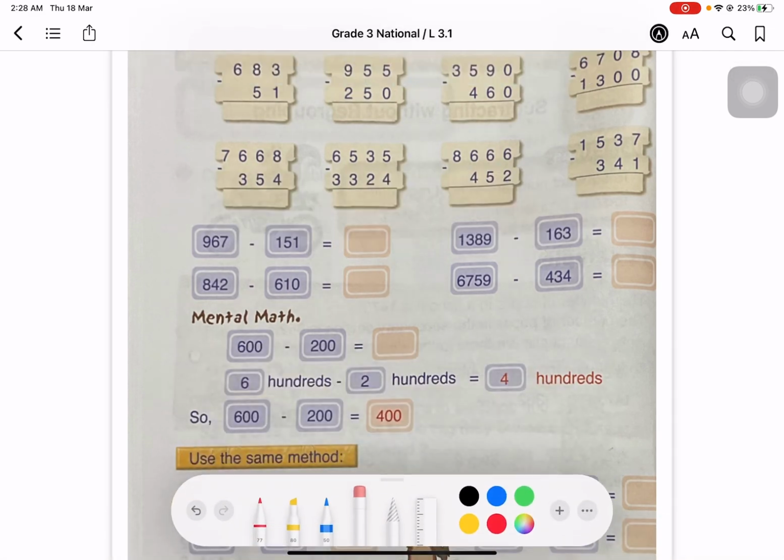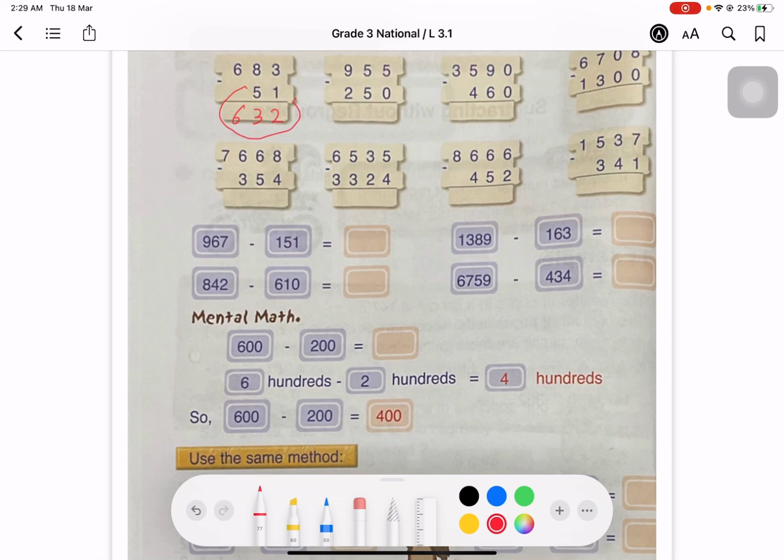So the number is 683 minus 51. Let's subtract 3 minus 1. The answer is what? 2. 2 in the ones place. Then 8 minus 5, 3 in the tens. What will happen to the 600? It will go down. So the number is 632. Now, if I want to check my answer, I will add these two numbers together.